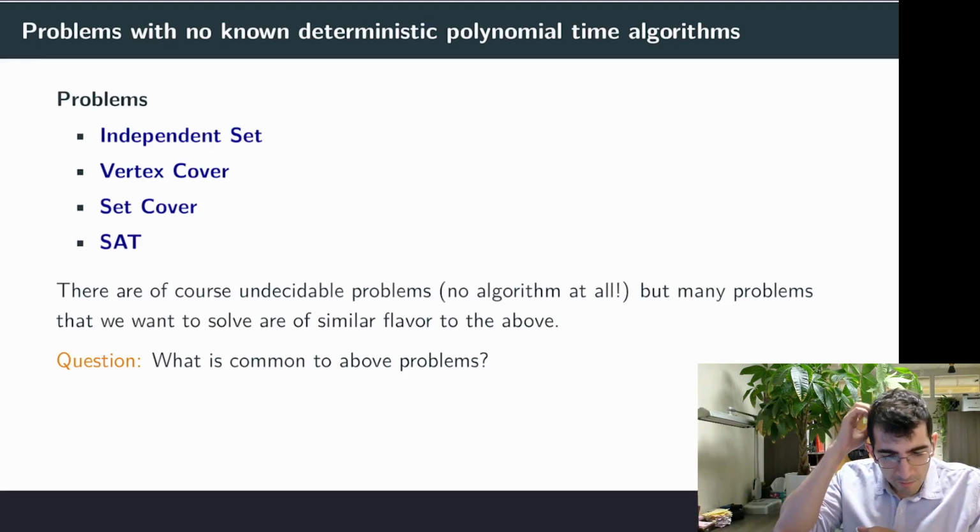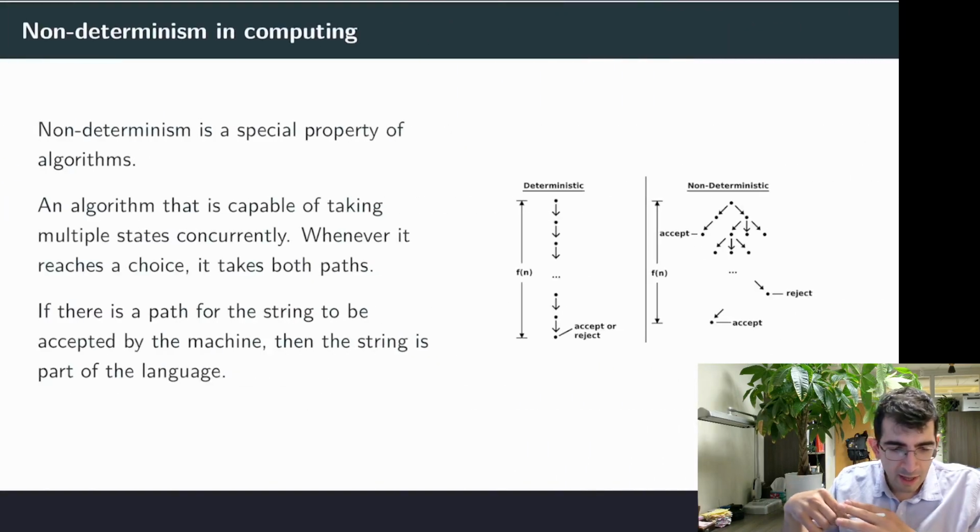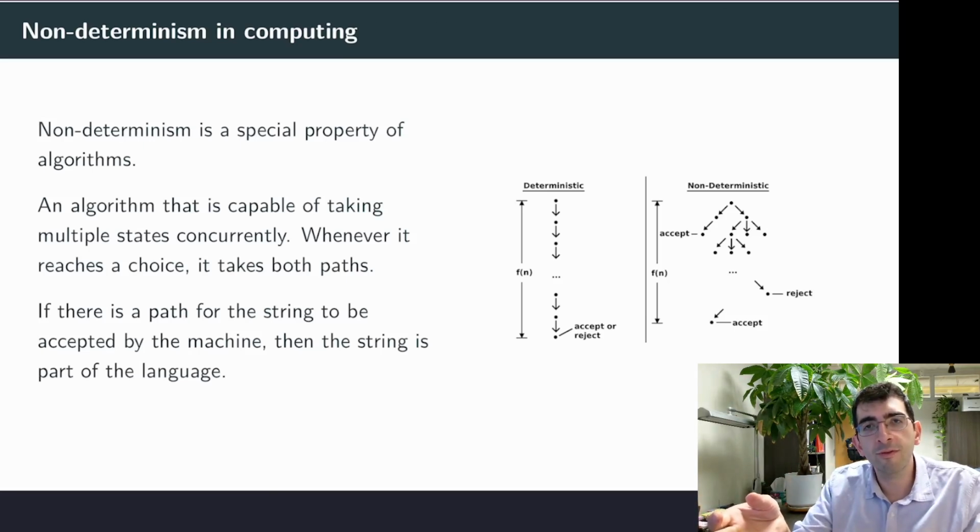Okay? So what is common to the above problems? The commonality is, of course, as I said, they could all be solved using a non-deterministic computer in polynomial time. And again, it's useful to look back and understand what non-determinism is. Non-determinism is simply the idea that your machine will always make the correct choice. It'll always be lucky. So if your algorithm says guess an assignment for this formula, it will just guess the best assignment.